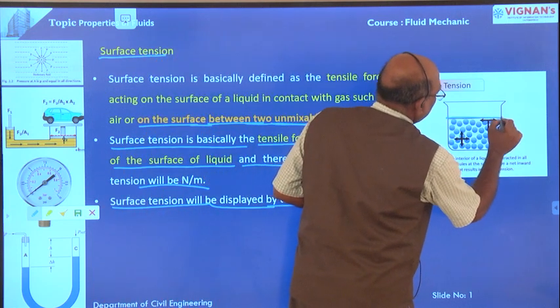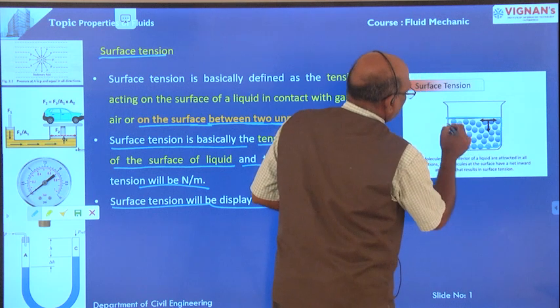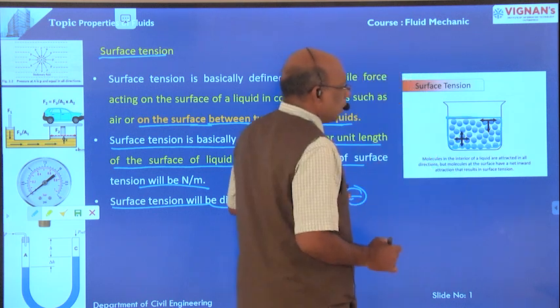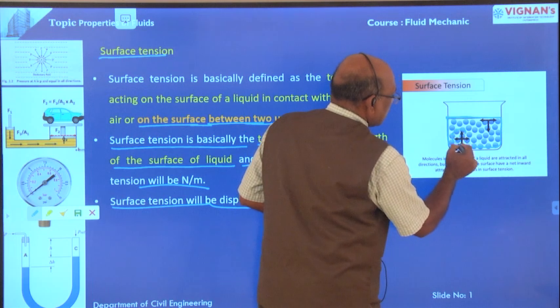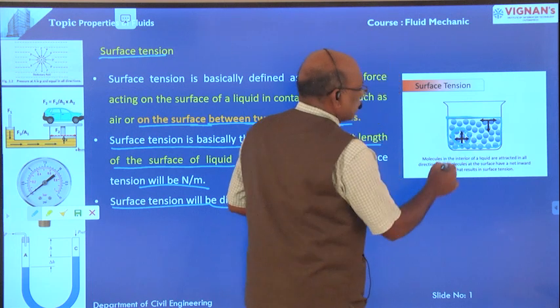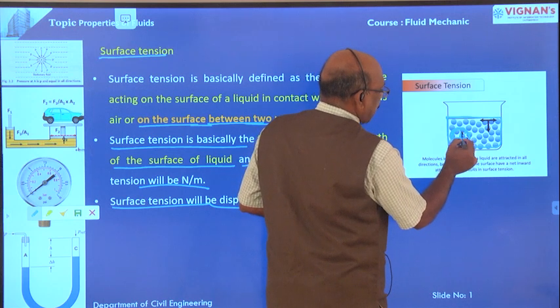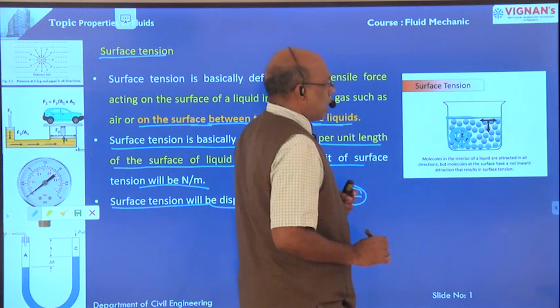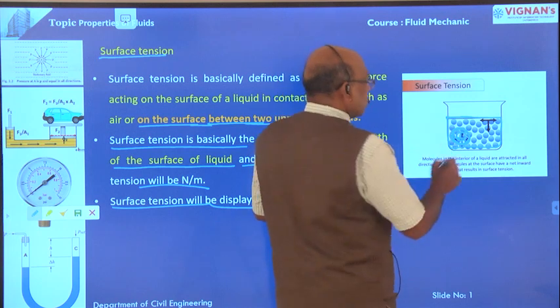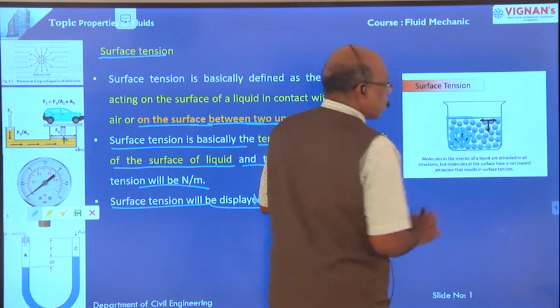Right here, this is one container filled with liquid. So this is the middle, within the liquid. This molecule is within the liquid. Therefore, the resultant force acting on this molecule is 0.